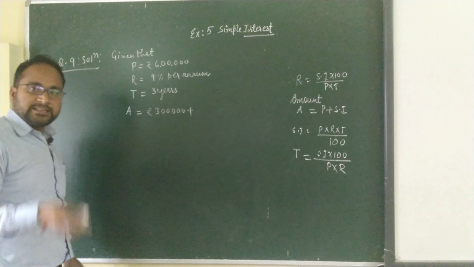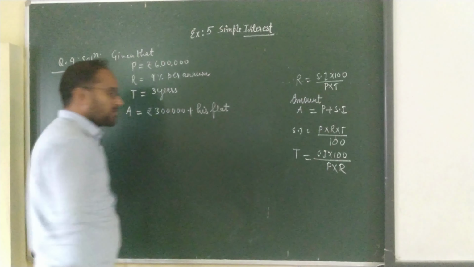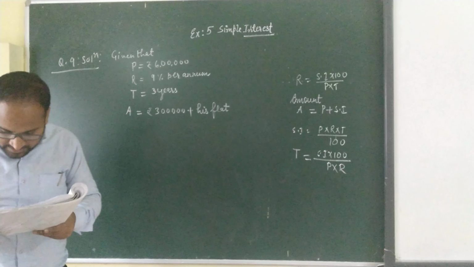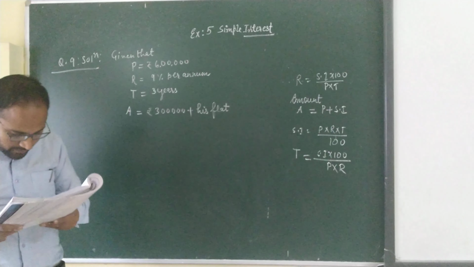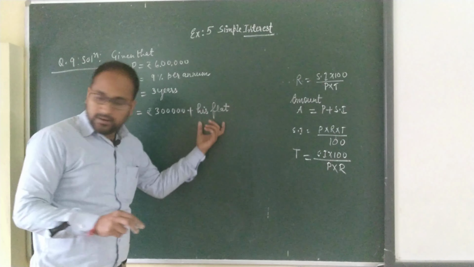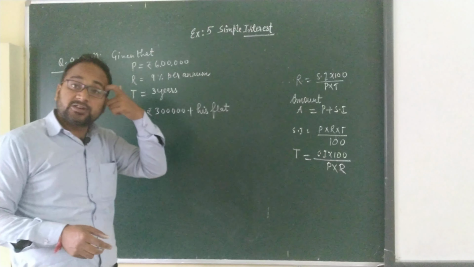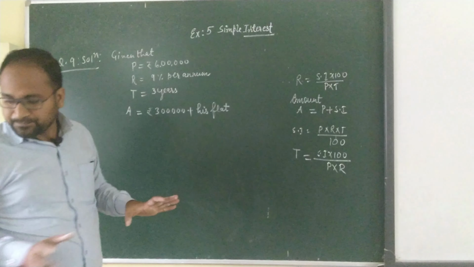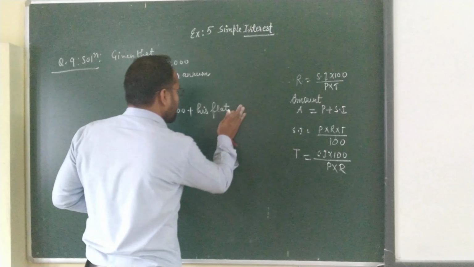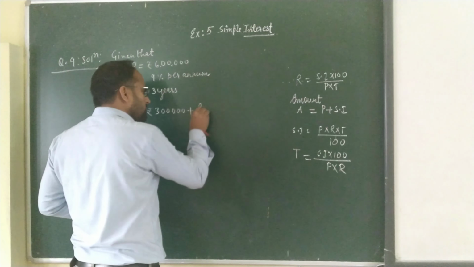plus his flat. This is the total amount he has given to clear his debt: 3 lakh plus the price of his flat. So what was the price of his flat? If you want, you can suppose the price of the flat is X, but there is no need. 3 lakh plus the price of his flat. If you want, you can write it.